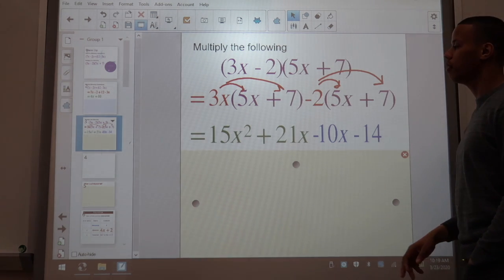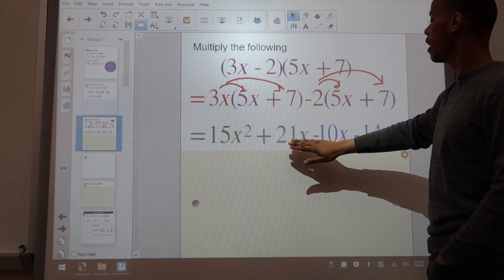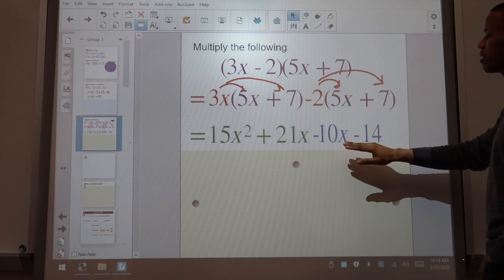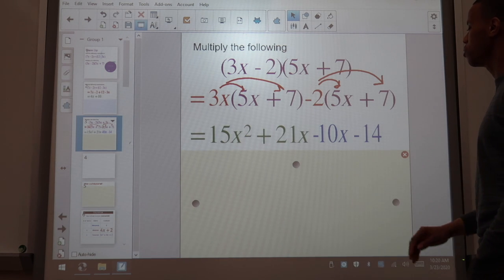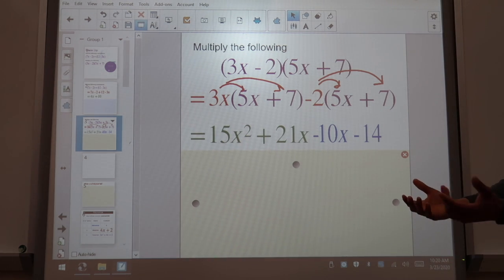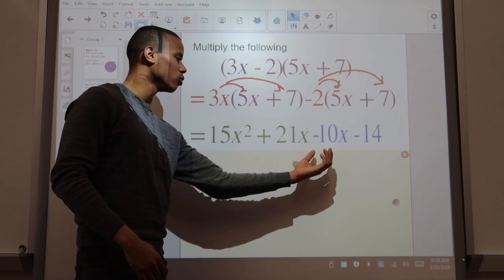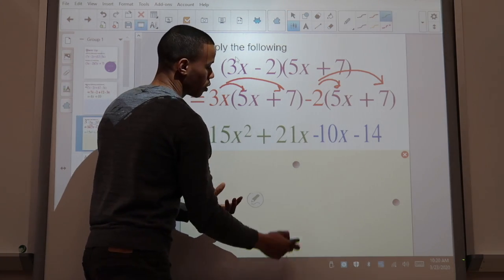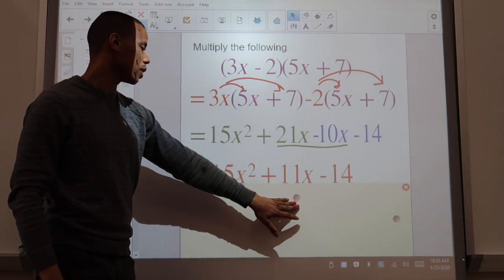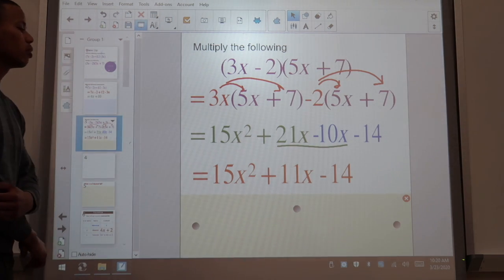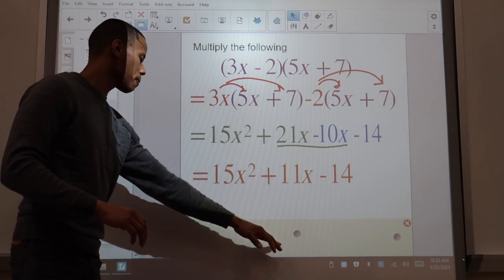Then what you get is 3x times 5x is 15x squared, 3x times 7 is 21x, and then -2 times 5x is -10x, and -2 times 7 is -14. Now, this takes you back to problem number 1, where you have like terms. This middle term we can actually combine, because we have 21x minus 10x, and that should give you 15x squared plus 11x minus 14. And that's pretty much it.